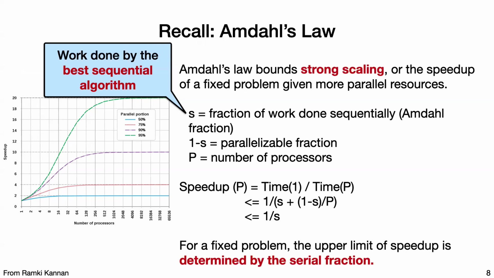And then using this small derivation, we can get that the speedup is bounded above by 1 over S. S is the serial fraction. So this is saying that, intuitively, if you have more sequential part in your program, you can get less parallel speedup. It's like you can't make use of the parallel resources. And for a fixed problem, the upper limit of the speedup is determined by the serial fraction.